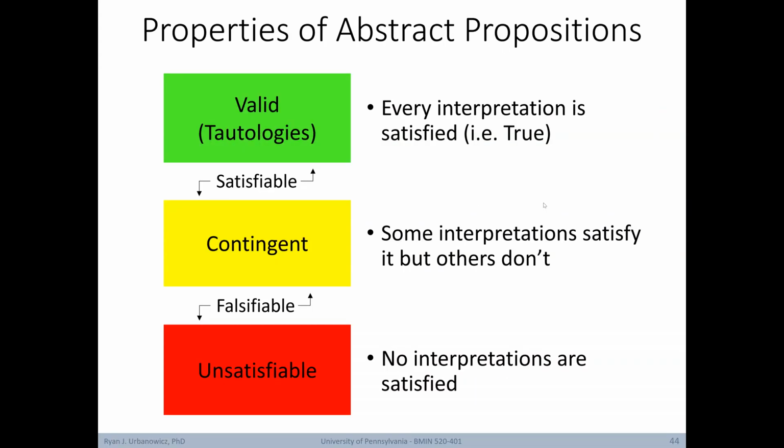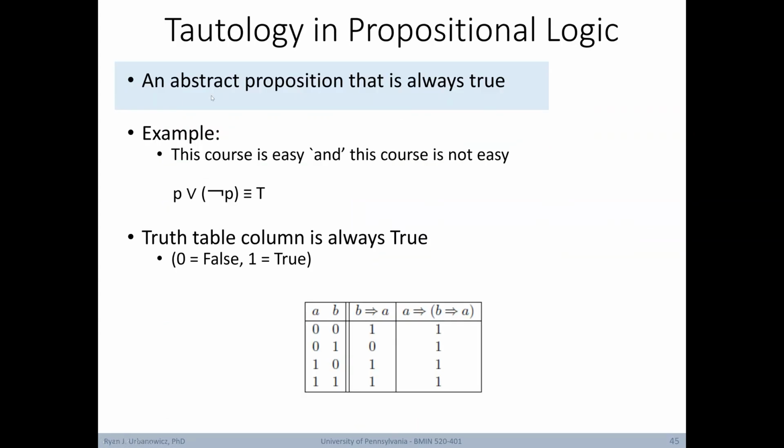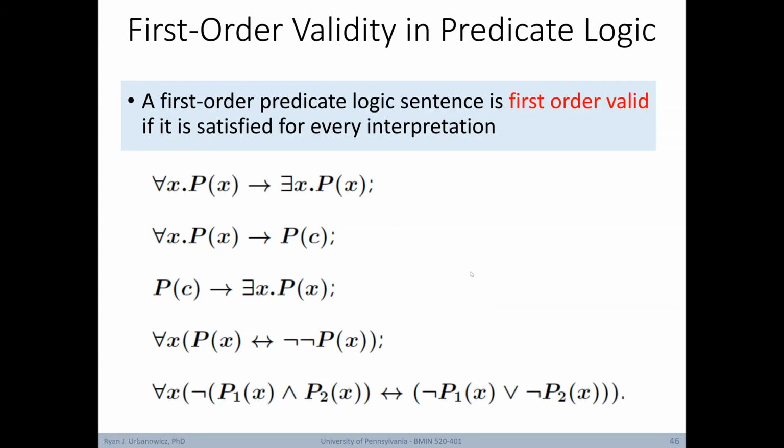Briefly recall from propositional logic the concepts of valid, contingent, and unsatisfiable. Remember that a tautology was an abstract proposition that was always true, and our truth table had true values for every model or interpretation. A first-order predicate logic sentence is first-order valid if it is satisfied for every interpretation. This is similar to the idea of the tautology. Here are some examples of first-order valid formulas. For example, if for all x P of x, then there is some x P of x. Or for all x P of x, there is some P of c where c is a constant. Or if P of c, then there is some x P of x.